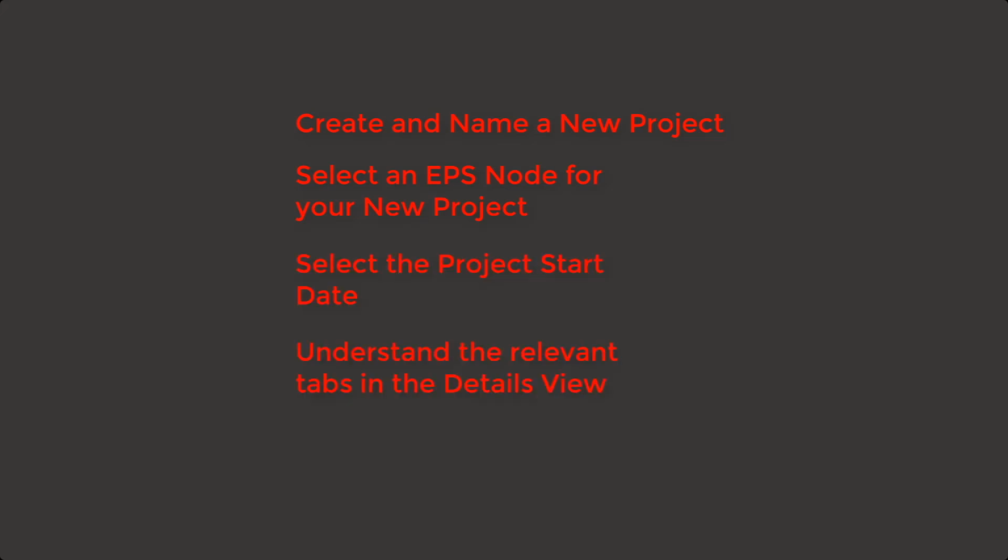In this lesson, you learned how to create and name a new project. Select an EPS node for your new project. Select the project start date. Understand the relevant tabs in the Details view. In the next lesson, we will go through the steps of creating your project calendars.